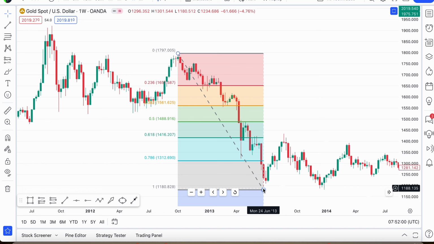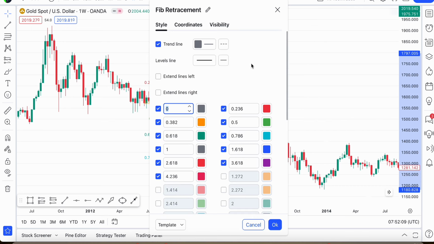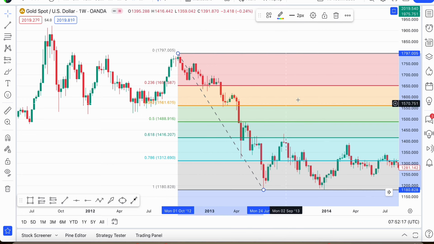Now again, let me go back to the properties. I want to extend it towards the right so that we'll see how these numbers extend. Okay, I do this. It has extended the levels towards the right for us to see what is happening. So far, I have not done any analysis. I placed this in the weekly time frame, and we are checking what is the behavior of this.